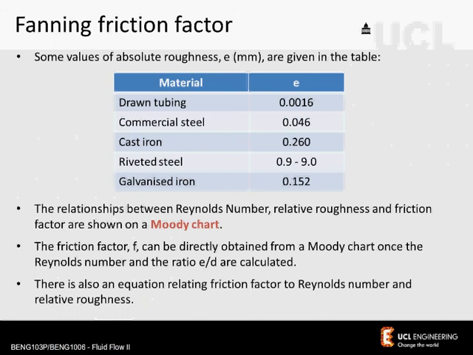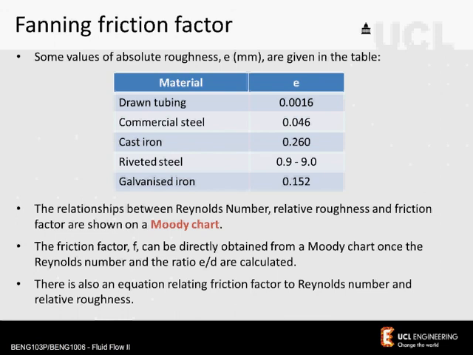A quick note on calculating E over D: because the absolute roughness values are given in millimeters and the diameter of pipes are typically given in centimeters or meters, you need to make sure that the units in the relative roughness are the same on the top and the bottom. So you need to convert from millimeters to meters in order to make sure that you get the right value of relative roughness.